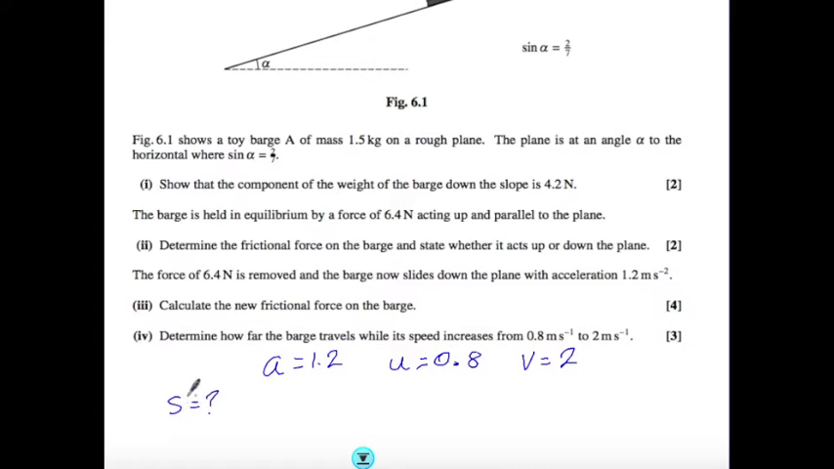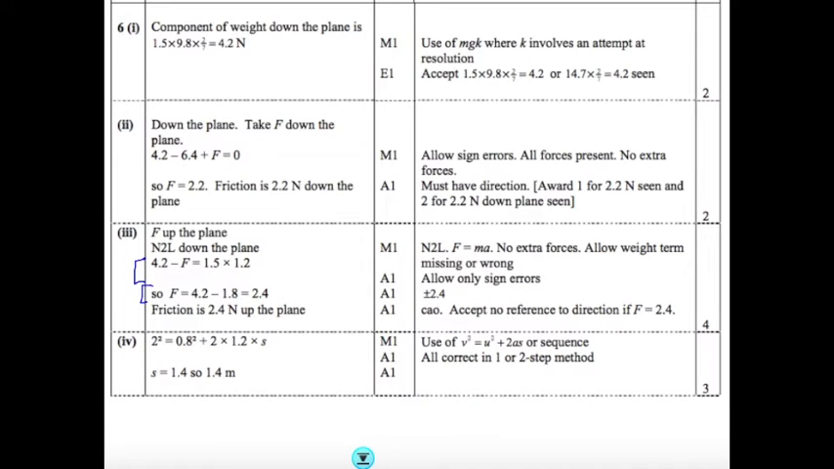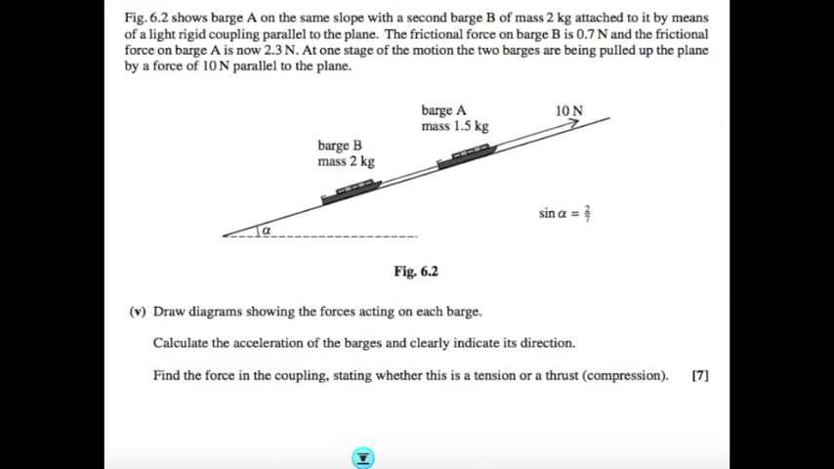You should know all your suvat off by heart, and then know that v squared equals u squared plus 2as. Then we've just got to sub everything in. So we've got 2 squared equals 0.8 squared plus 2 times 1.2 s. And if we solve that, I'm going to cheat again, we can see the same work in there. We get 1.4 meters. Okay, good. Right, but we're still not finished.